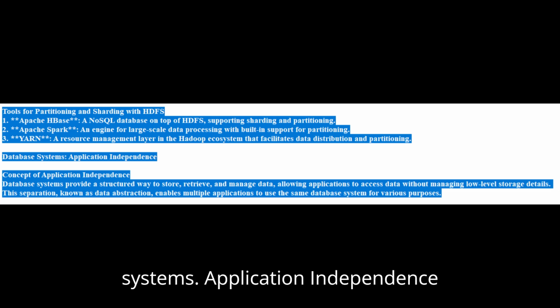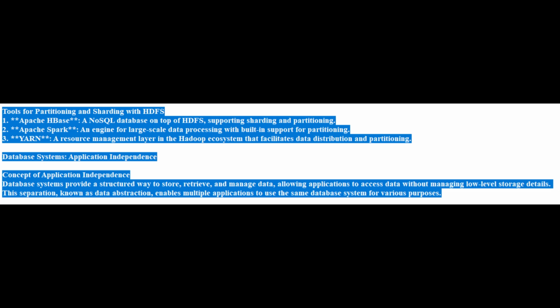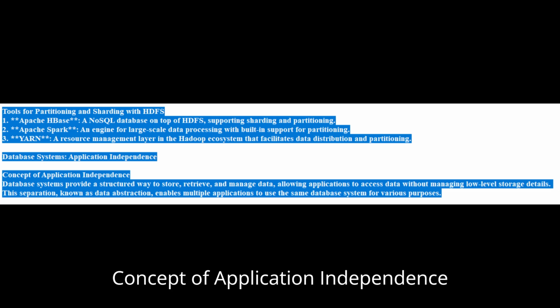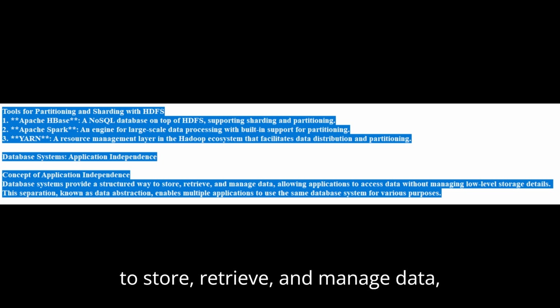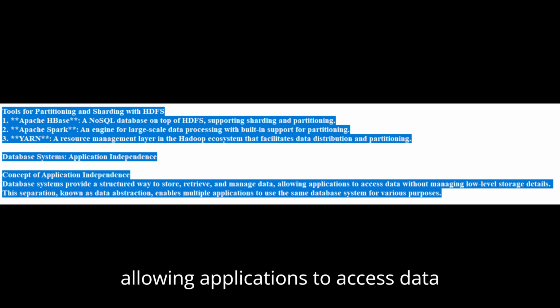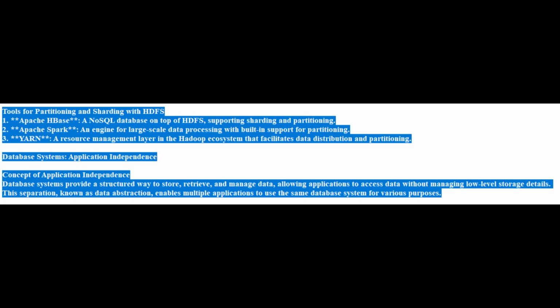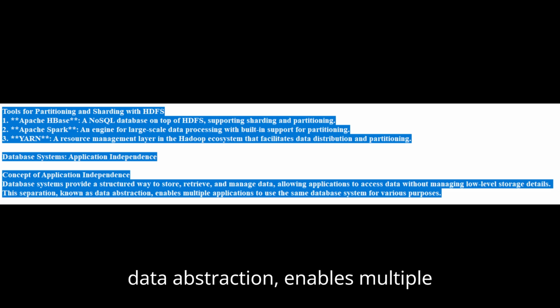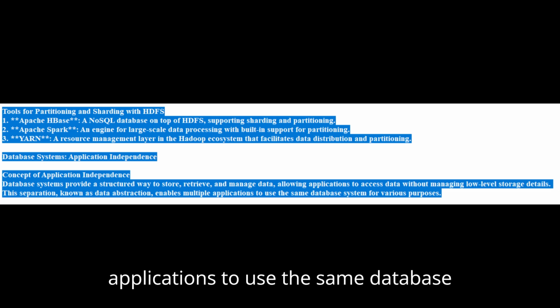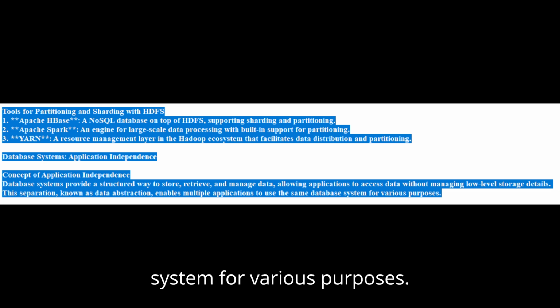Database systems. Application independence. Concept of application independence. Database systems provide a structured way to store, retrieve, and manage data, allowing applications to access data without managing low-level storage details. This separation, known as data abstraction, enables multiple applications to use the same database system for various purposes.